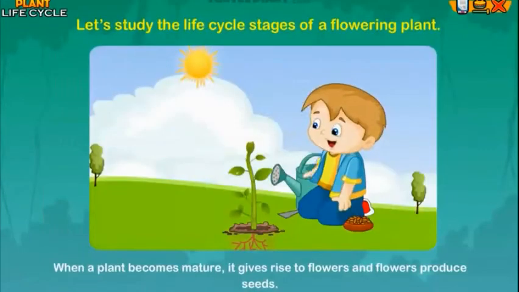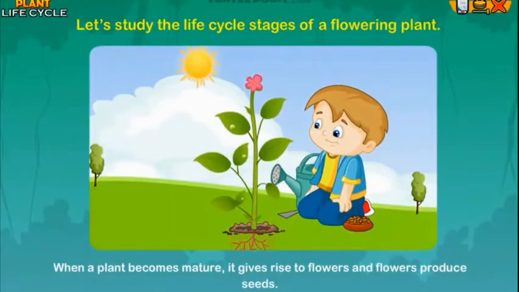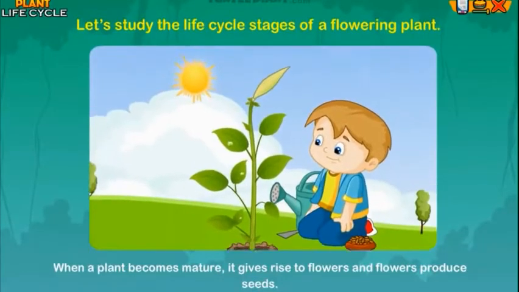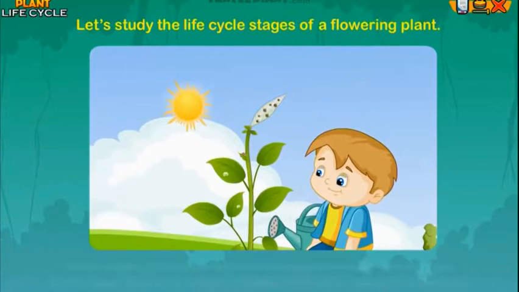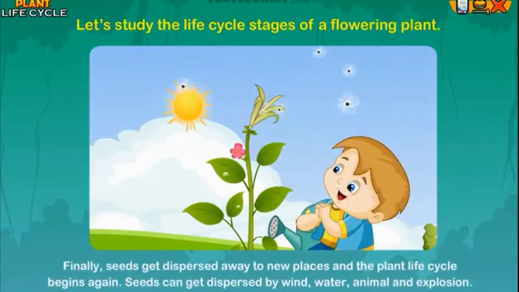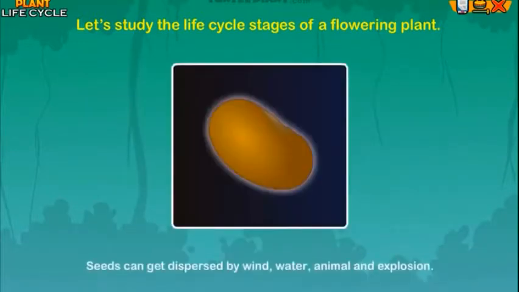When a plant becomes mature, it gives rise to flowers. And flowers produce seeds. Finally, seeds get dispersed away to new places, and the plant life cycle begins again. Seeds can get dispersed by wind, water, animal, and explosion.